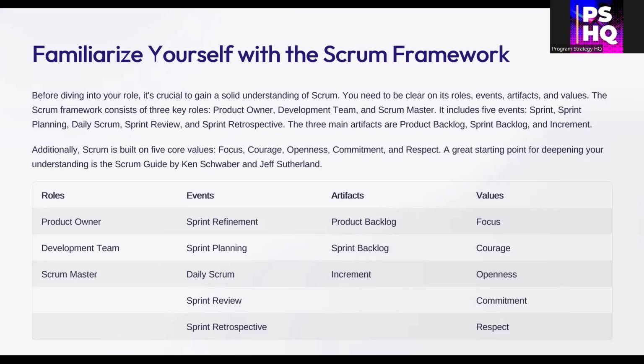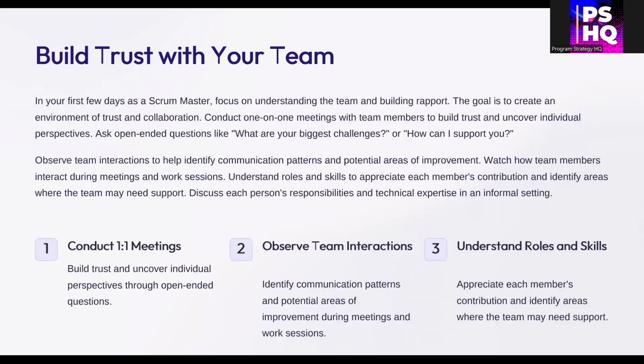Speaking of values, one of the most important is trust. Let's see how you can build that with your team. Trust is the glue that holds a team together. And as a Scrum Master, you're the one mixing that glue. Start with the one-to-ones, simple chats to understand your team's challenges and strengths. Then observe team dynamics like a sociologist at work. Are they collaborating well? Where can you help them smooth the way? And then dive into understanding each team member's role and expertise. Remember, trust takes time, but the payoff is worth every ounce of effort.